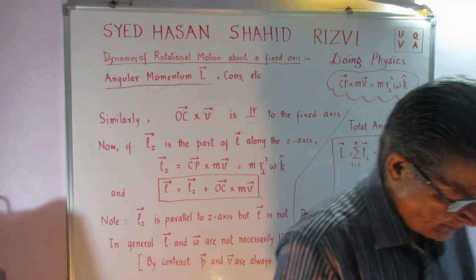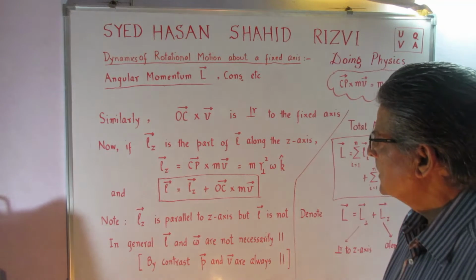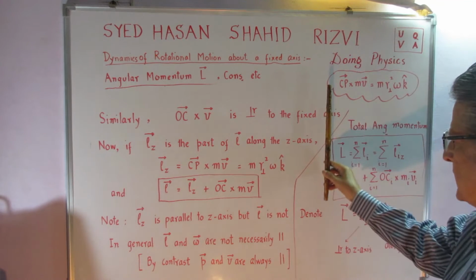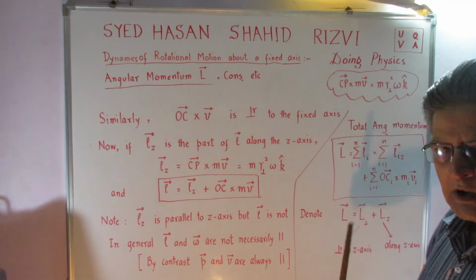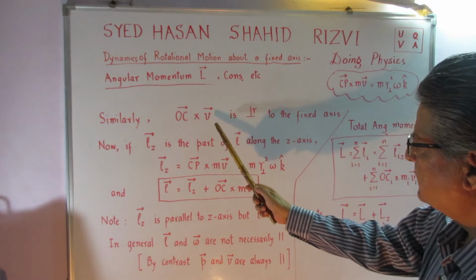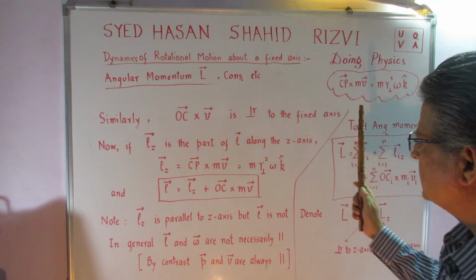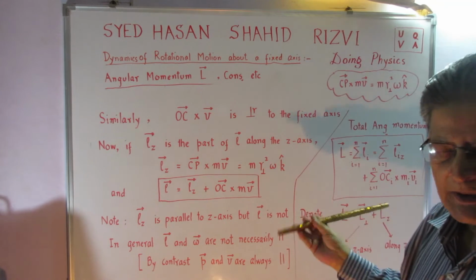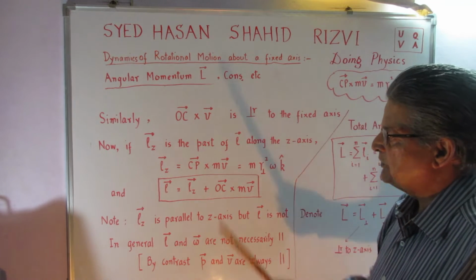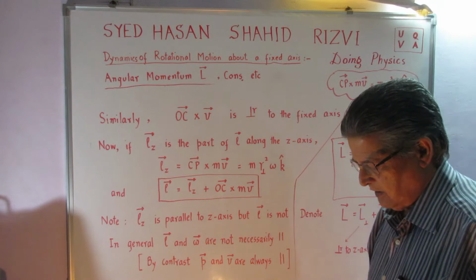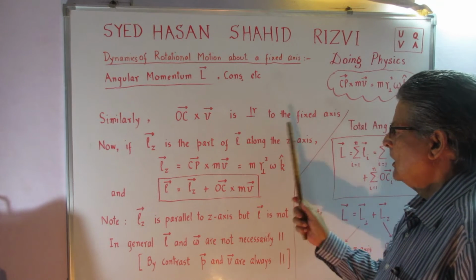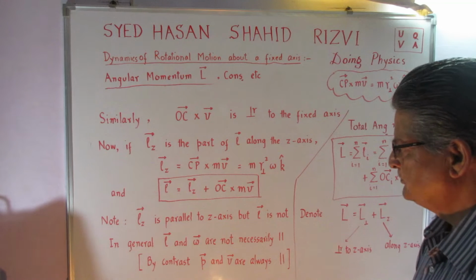Okay, and now similarly we can see that OC cross V, that is in a plane, and this we find is perpendicular to the fixed axis. When we rotate by the right hand the first vector towards the second vector, we find the direction. That direction turns out to be perpendicular to the fixed axis.